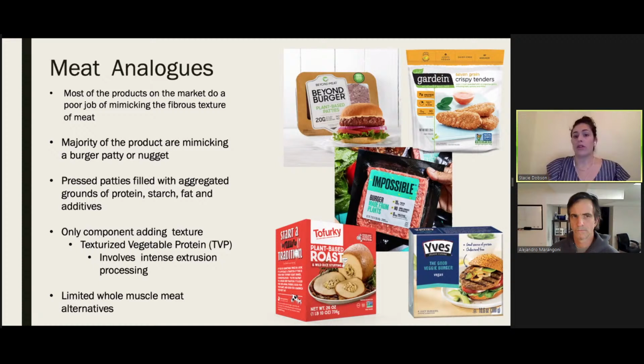While it does provide a unique texture, that filamentous ground beef texture, to make TVP, it's quite an extensive process, and specifically it uses a lot of extrusion, which can have some problems when it's highly processed. And so when we look at finding a whole muscle meat alternative, we're pretty limited.